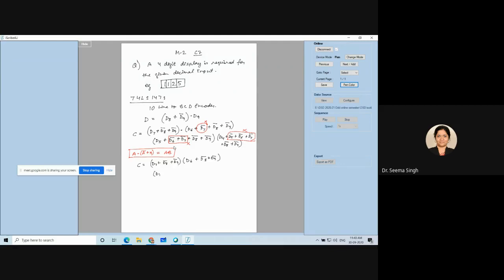Third term will have D5 plus D8 bar plus D9 bar, and last term will have D4 plus D8 bar plus D9 bar. All this is happening only for C. The same thing will happen for B and A also, but based upon the truth table. I hope you people are with me to understand what we are trying to see here.